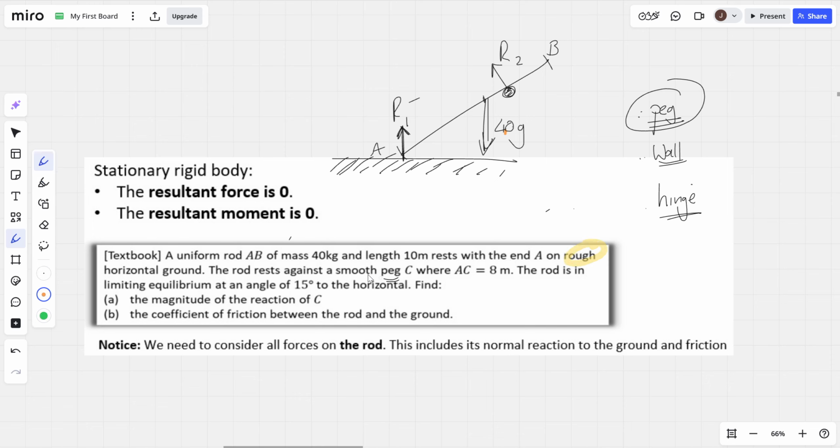The peg will be smooth for regular A-level. Limiting equilibrium, we talked about in the last video, means that the resultant force of the situation has to be 0. So the left has to be equal to the right, and the up has to be equal to the down. It also means that the clockwise must be equal to the anti-clockwise anywhere in the question. Okay, so this is the basic situation.